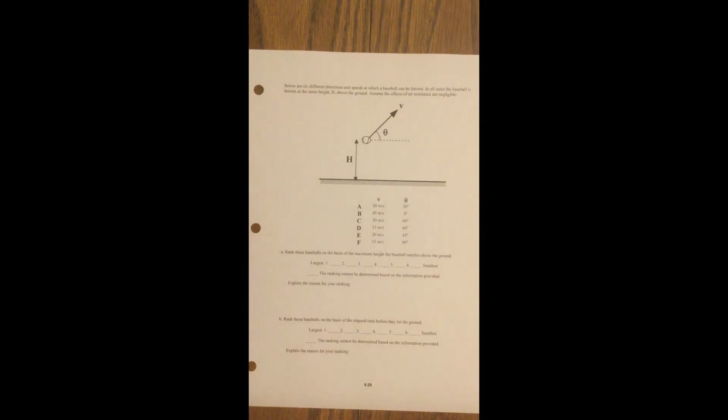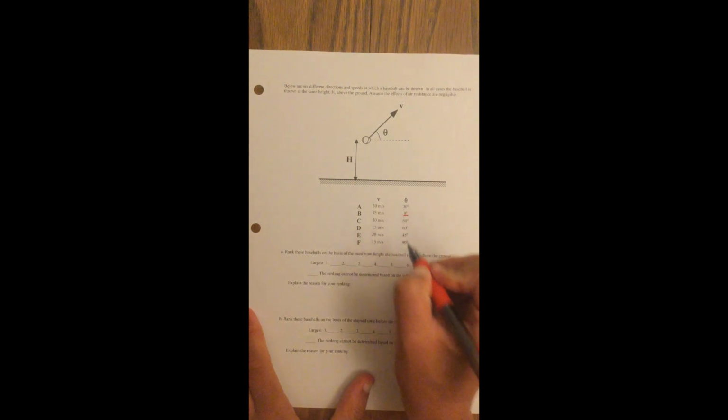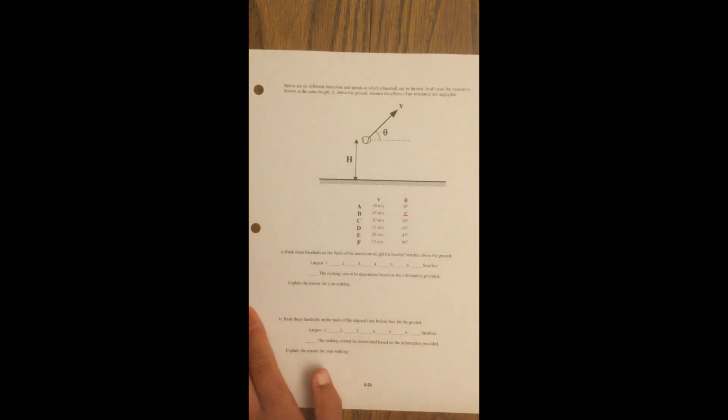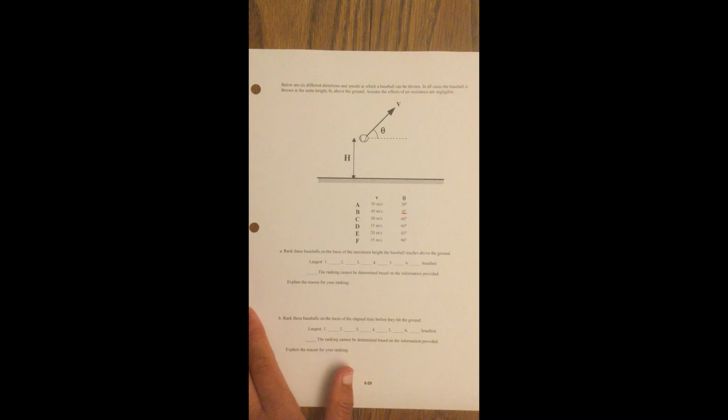For problem 29, all the baseballs are thrown at the same height. Now they have velocity, and your initial velocity is not just in the x direction, it has a y component as well, except for b here because the angle is 0. You want to rank the baseballs on the basis of the max height above the ground.